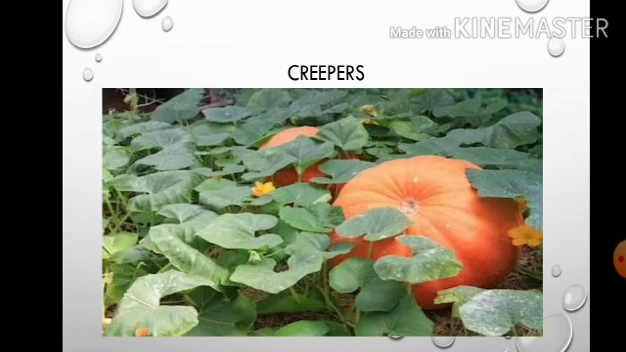Next one, creepers. A creeper is a very weak stemmed plant that spreads out and grows along the ground only. It spreads out all around the place. It grows only along the ground itself. That is why it is called a creeper. Examples: pumpkin, watermelon. These are very heavy fruits and vegetables. Creepers can't lift this kind of fruit and vegetable, because their stems and leaves are very thin.